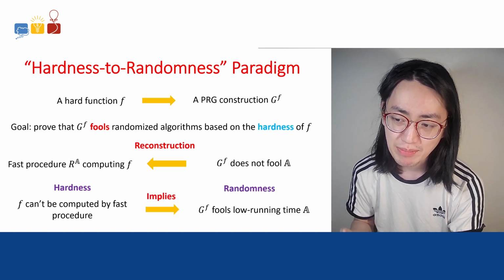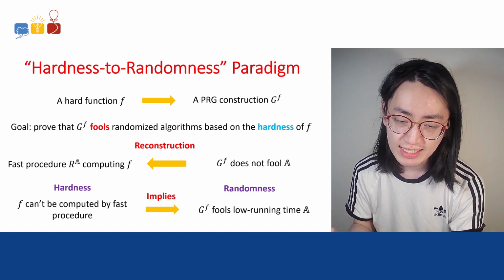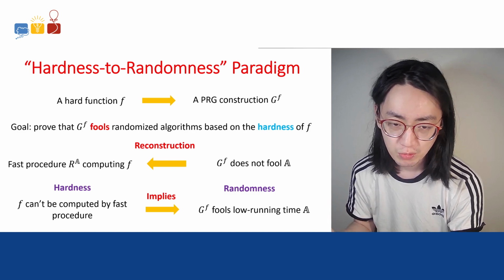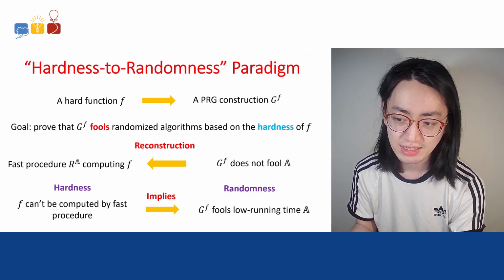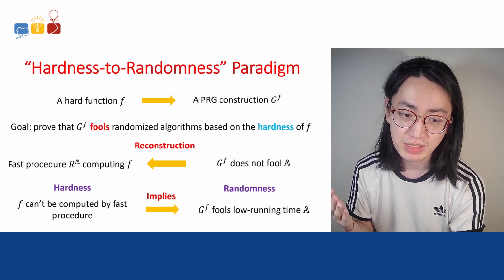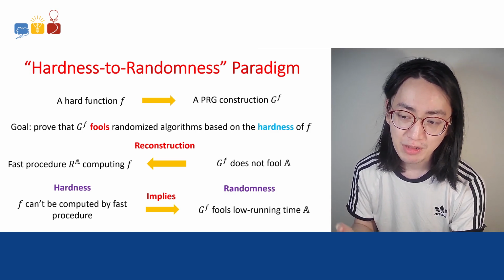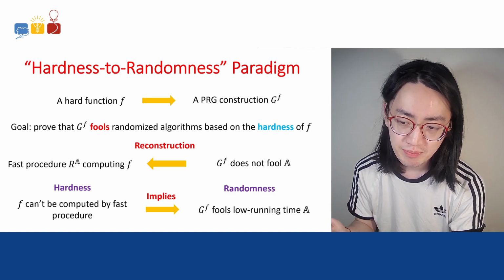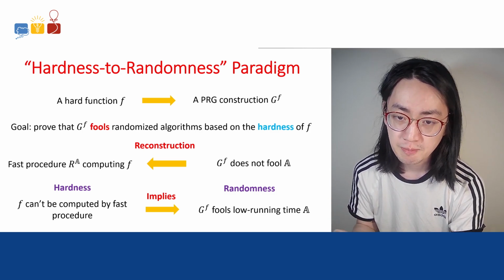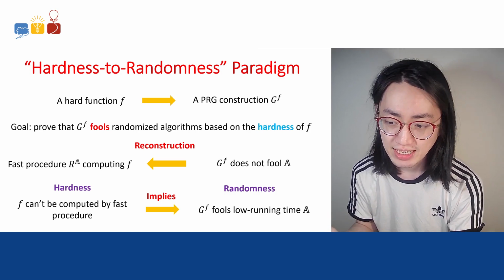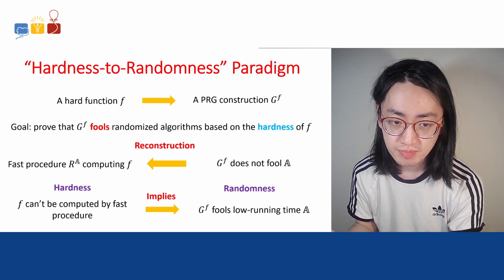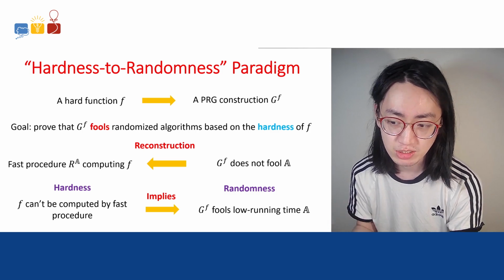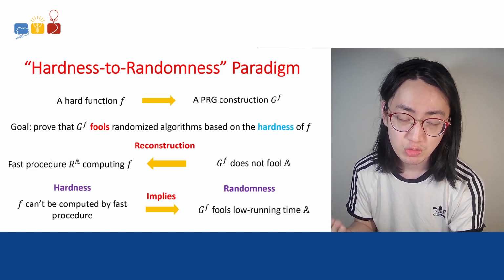The best part of this approach is that instead of proving that g^f fools our low running time algorithm A, which seems unclear how to prove directly, we switch the perspective to the problem of constructing a fast procedure to compute the hard function f given the algorithm A. This in principle is an algorithmic challenge, so it's easier to do.